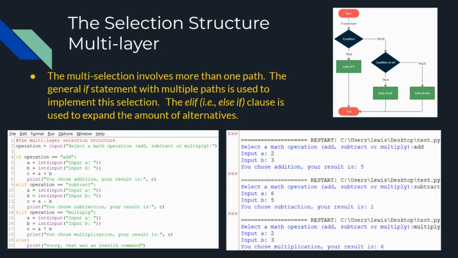Now let's begin. For this Python program, the purpose is to provide an example of the multi-layer selection concept. We will use this concept to develop a Pythagorean theorem calculator.